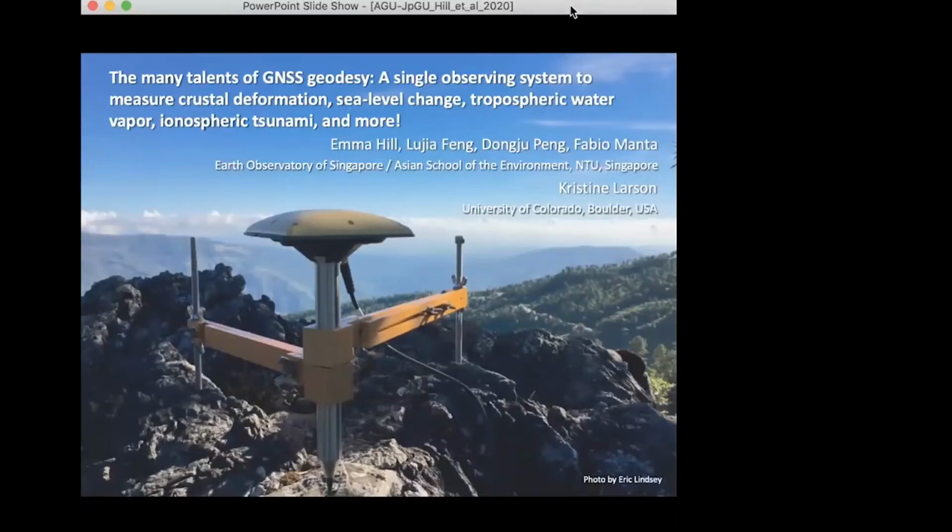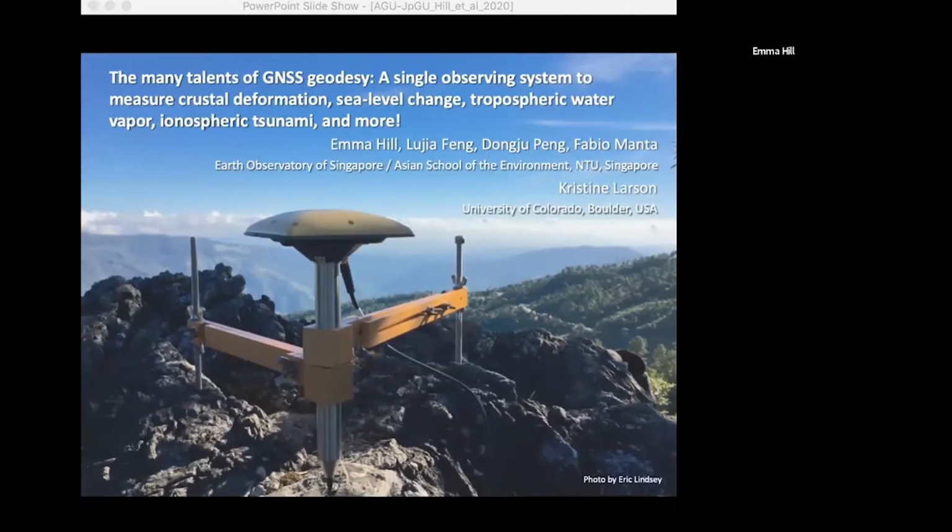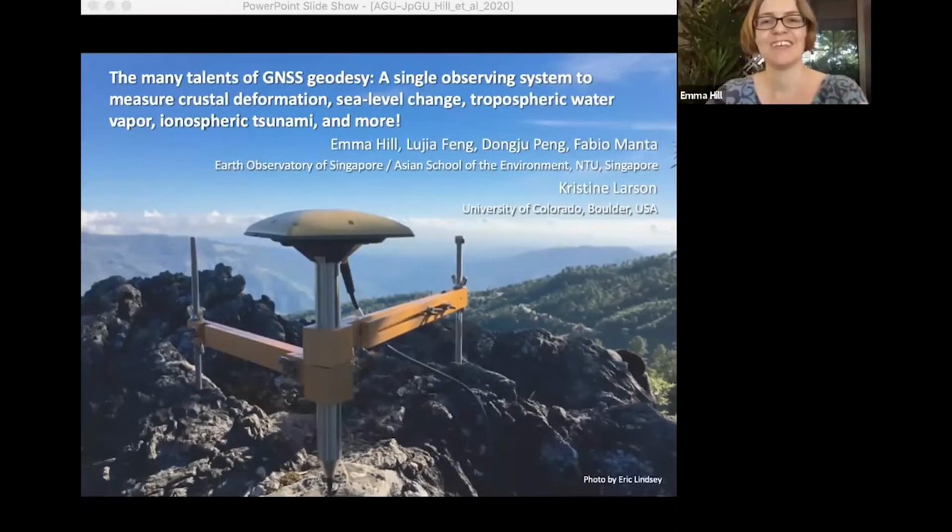What I want to do here is give you an introduction to the many different ways that we can use GPS to observe the Earth system. We think of GPS, or I should say GNSS, the Global Navigation Satellite System, which encompasses all the different satellite constellations. GPS we often use to mean all of them, but that's actually just the American satellites.